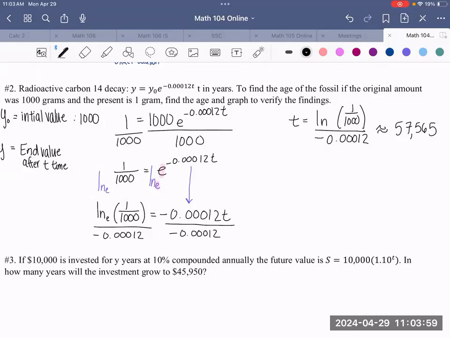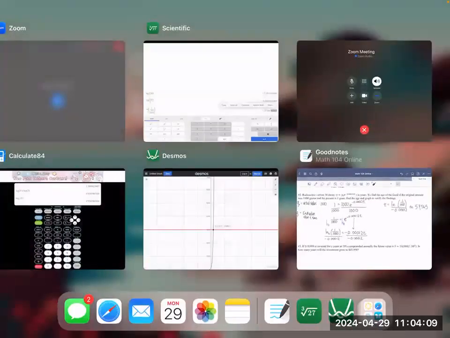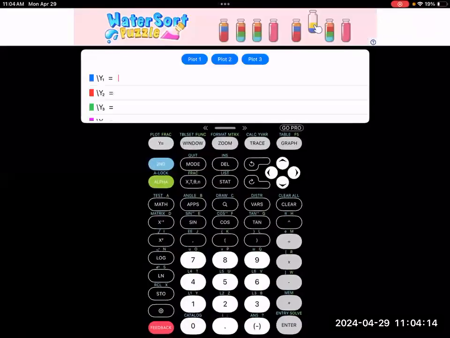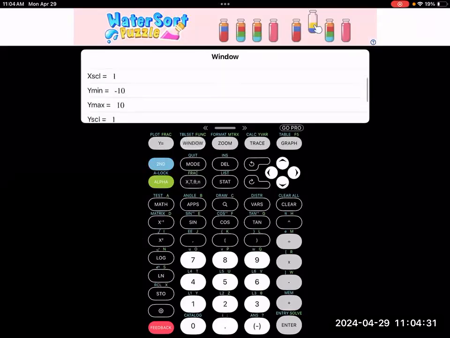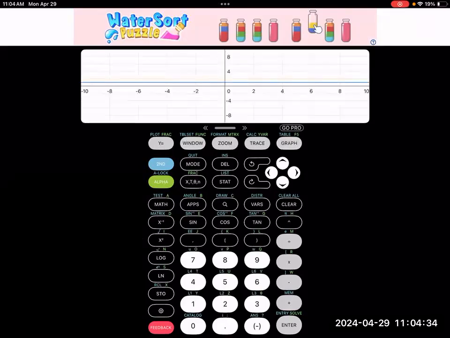We can go ahead and graph the finding as well by putting them onto both sides of the equation. I'll do this one on your TI-84. So we have one side is 1 gram, the other side is 1,000 e to the negative 0.00012t. Okay, so if we hit graph, we do see our line here.